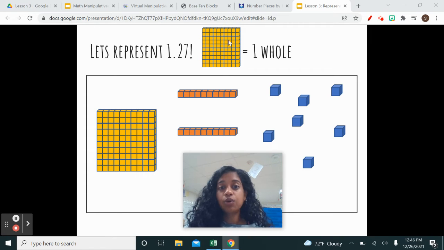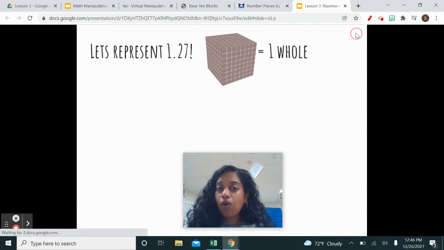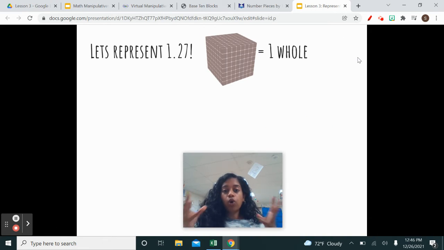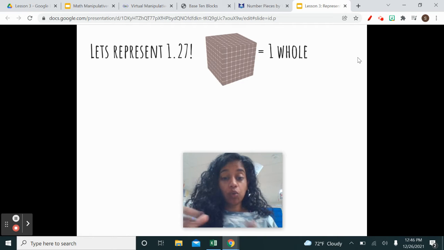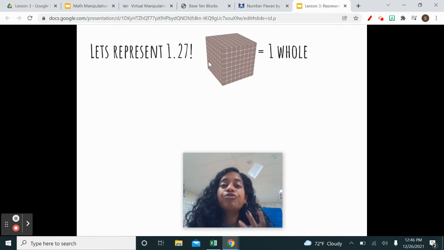Right? So we did that. So we represented 1 and 27 hundredths using base 10 blocks. Now, what would happen if we change what our whole represented? Before, in our last example, we had a flat, our hundreds flat, which represented our whole.